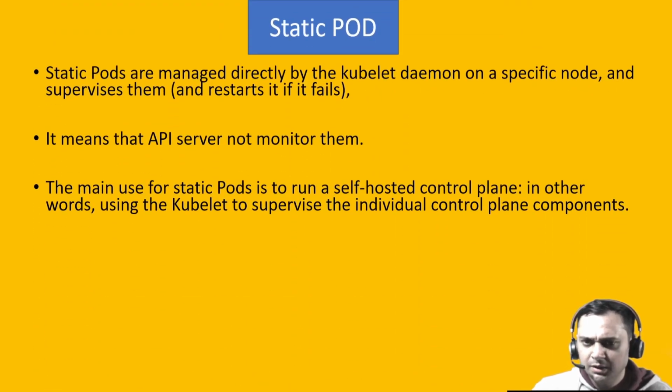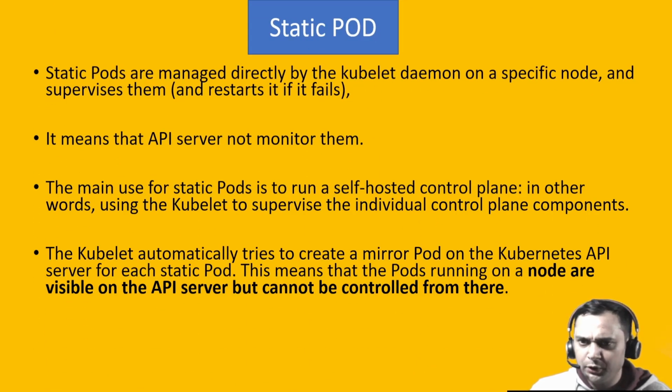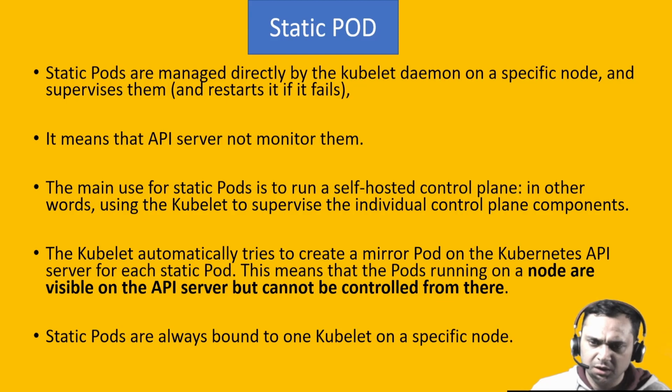Let's move ahead. The kubelet automatically tries to create a mirror pod on the Kubernetes API server for each static pod. This means that pods running on a node are visible to the API server but cannot be controlled from there. Good examples of static pods are the API server, scheduler, and etcd database, and these are the static pods that I described in my previous slide. Static pods are managed only by the kubelet of that particular worker node.